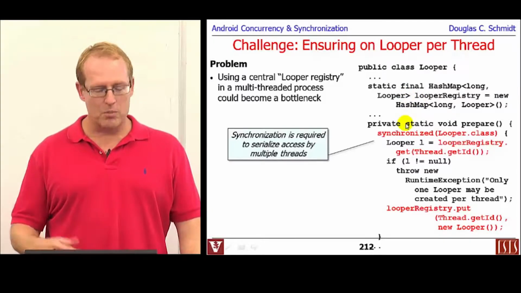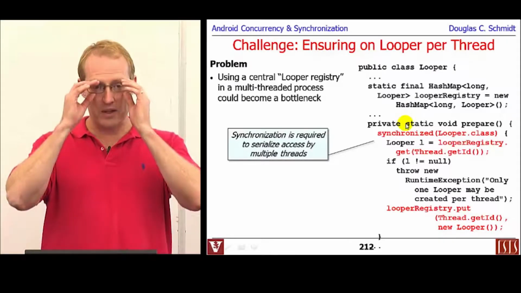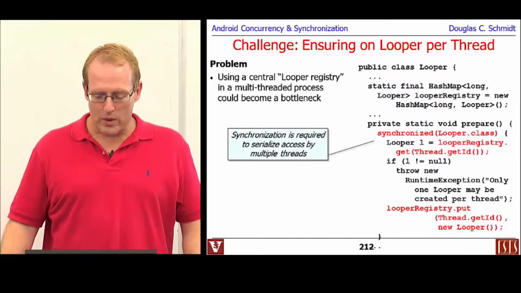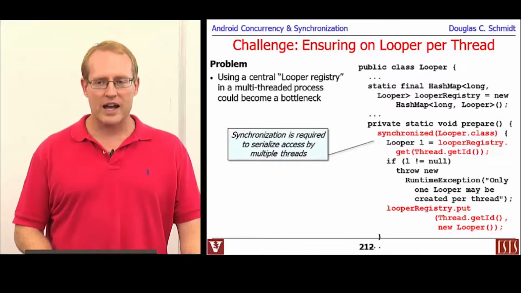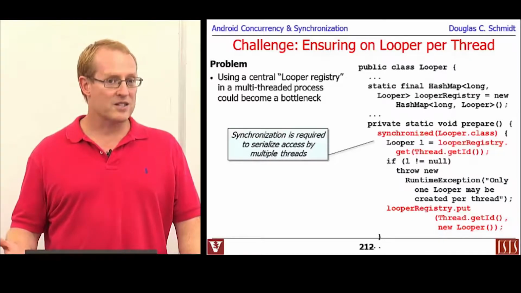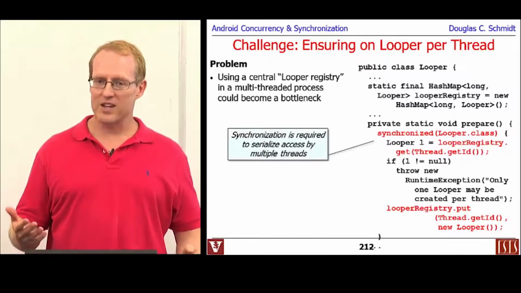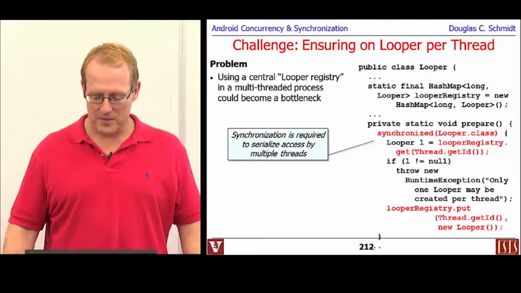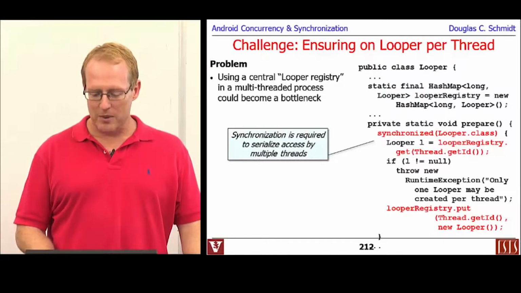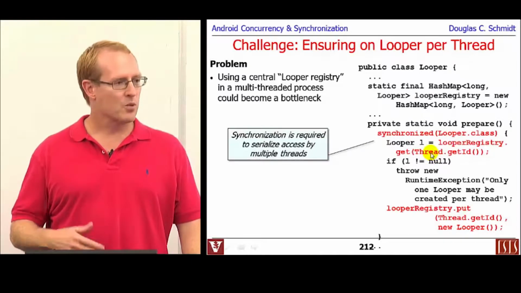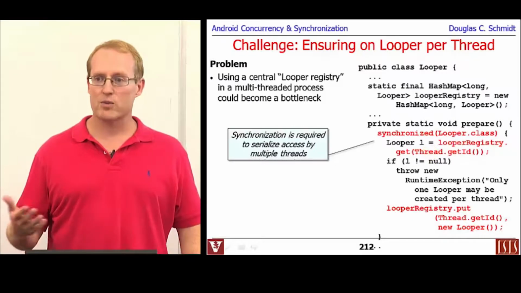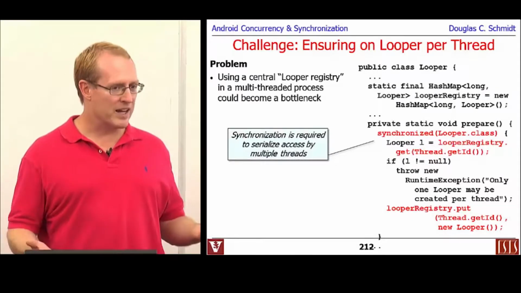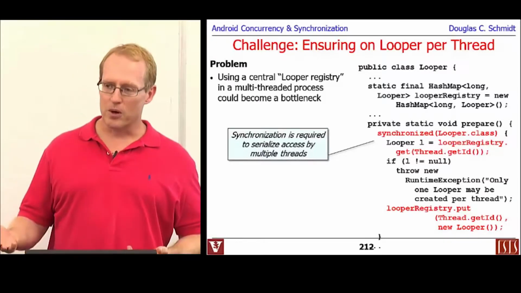When the prepare method is called, the prepare method is the method that checks to see whether or not there's more than one looper. What we could do is go ahead and synchronize on the looper class. Because this is a static method, we can't use this. We'd synchronize on something that we know to be there, like the looper class. And then we would look up in the hash map to see whether or not we already had a looper registered with this thread ID. In this particular case, we have a hash map that maps thread ID, which is a long, to looper.